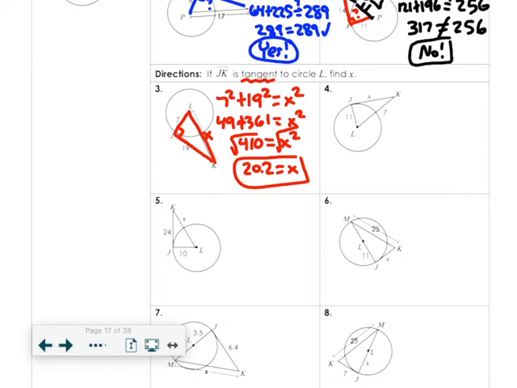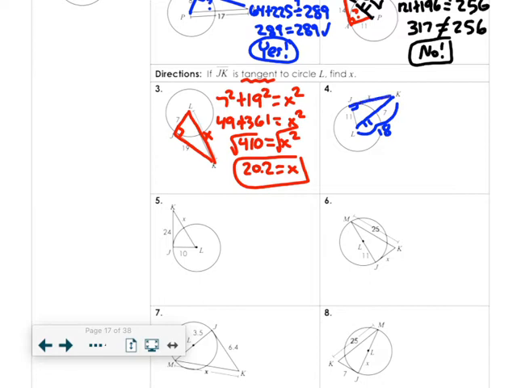Number 4 is going to be very similar, except it's that one where you have to be careful about your hypotenuse and how long that actually is. We know this is a right angle. This is our hypotenuse, but this is 7 right here. This is 11 right here. So we need to add those together and get 18. 18 is the total length of that hypotenuse.